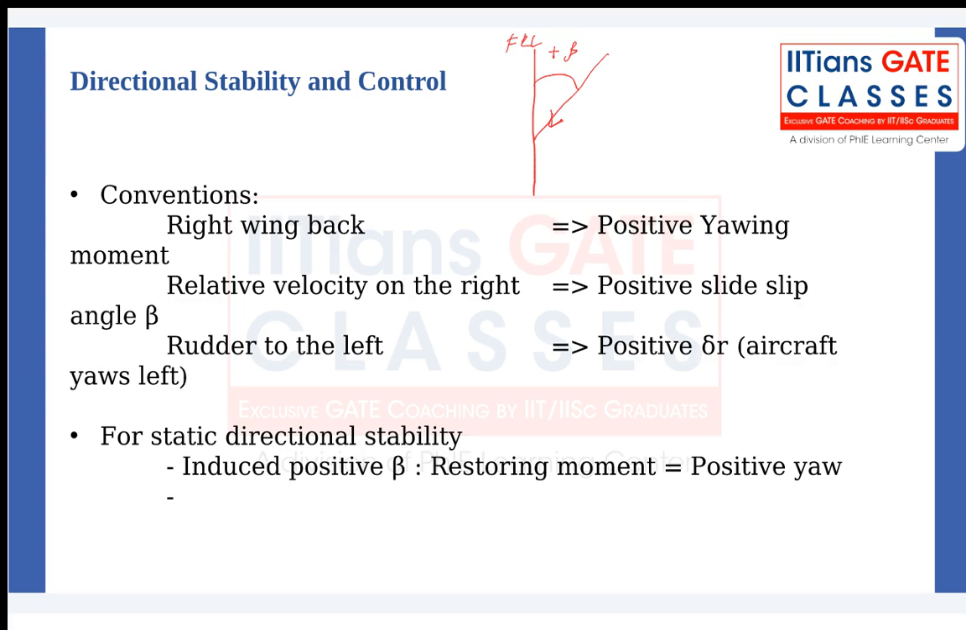Now for static directional stability: for static longitudinal stability, the only condition was that Cm alpha should be less than 0. For static directional stability, the only condition is, all of that has not come on this slide, I'm not sure why, but let me just write it. Cn beta should be greater than 0. This is the only condition for static directional stability.